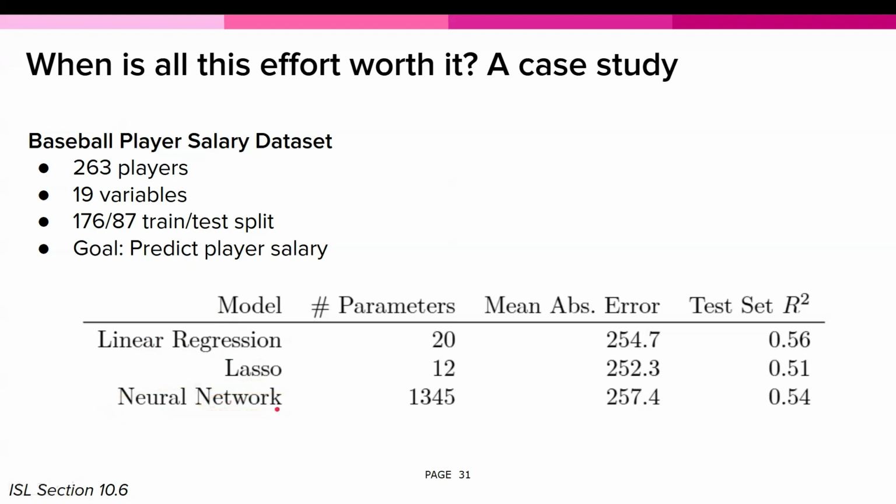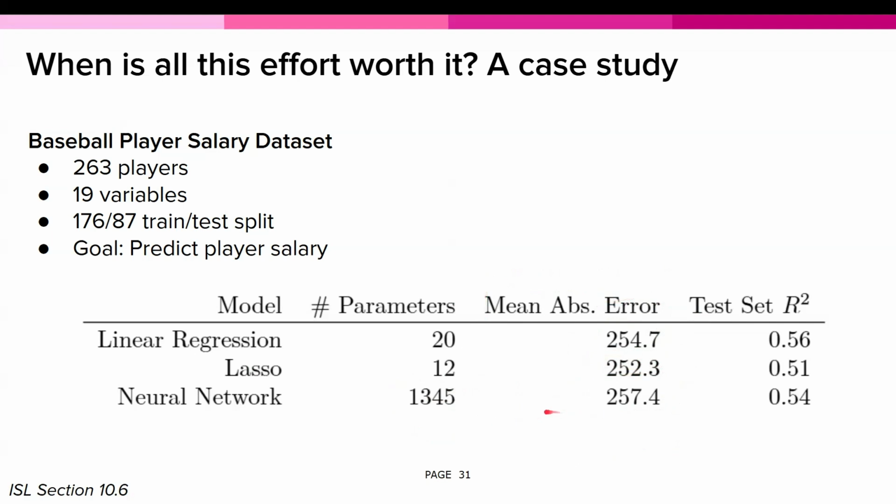And so they applied a standard linear regression to the problem, lasso regression, and then they also looked at a neural network solution. And so the linear regression had 20 parameters, so there was the 19 variables and then the bias. Using lasso to sparsify the model and only focus on the most important features, they got that down to 12. The neural network, on the other hand, had 1,345 parameters. Remarkably, the test error was almost exactly the same across all three models. The lasso, yeah, maybe did a smidge better, but not too much.